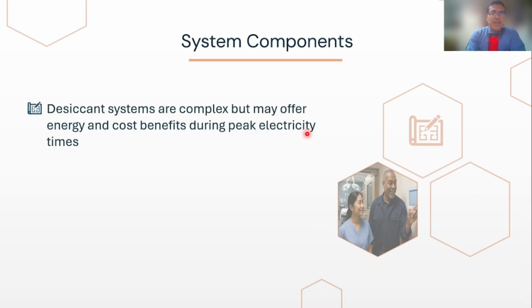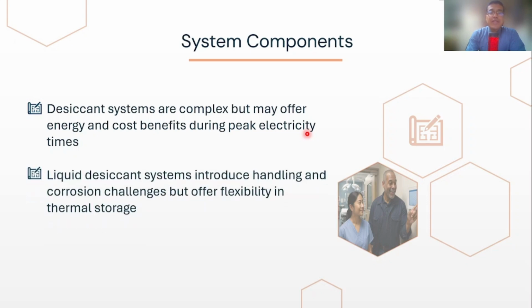While these desiccant systems can outperform conventional air conditioners under the right conditions, they are also more complex and costly upfront. However, since they can use natural gas and operate during times of high electricity prices, they can offer long-term savings. Liquid desiccant systems function similarly but introduce specific concerns.